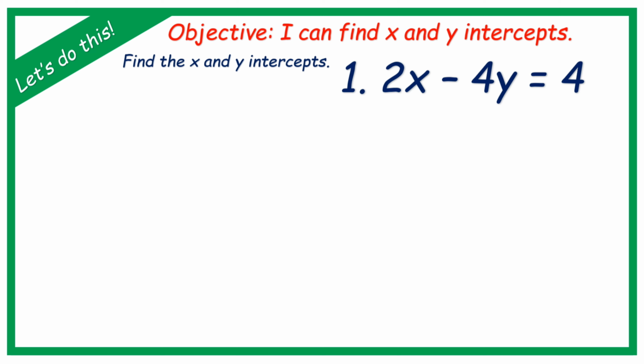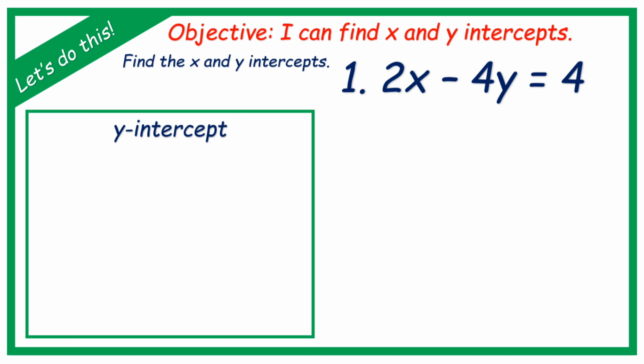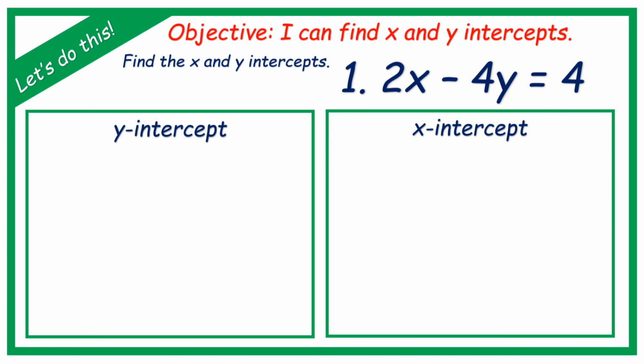Let's have number 1. 2x minus 4y equals 4. This is the given. You're going to find the x and y intercept of 2x minus 4y equals 4. How are we going to do it? It's easy. First, let's write y-intercept and x-intercept, just like that. Then, let x equal 0.